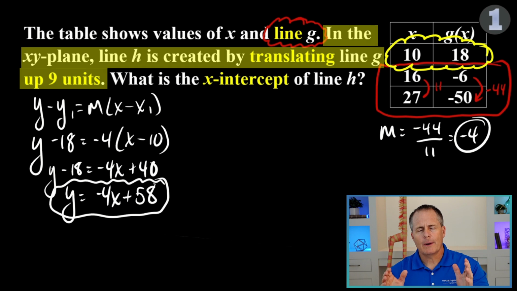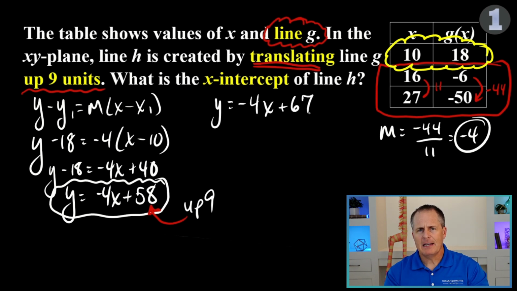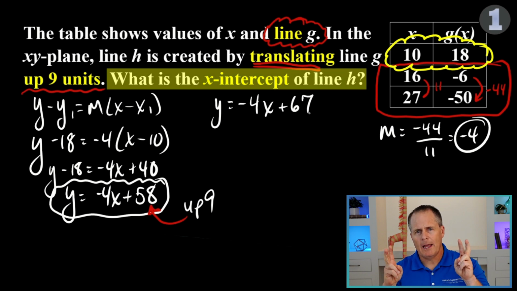Now we need to create line H by translating line G up 9 units. That's not going to change the slope, but it's going to make the y-intercept 67. Finally, we get to the actual question, which is what is the x-intercept?